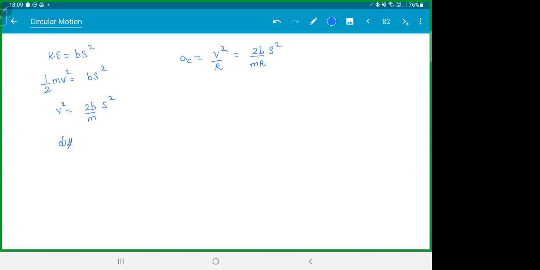Differentiate on both sides. So this will be 2v dv by ds is 2b by m times 2s. 2 will cancel. So v dv by ds is nothing but acceleration. That is 2bs by m. What acceleration is this? This is a tangential.